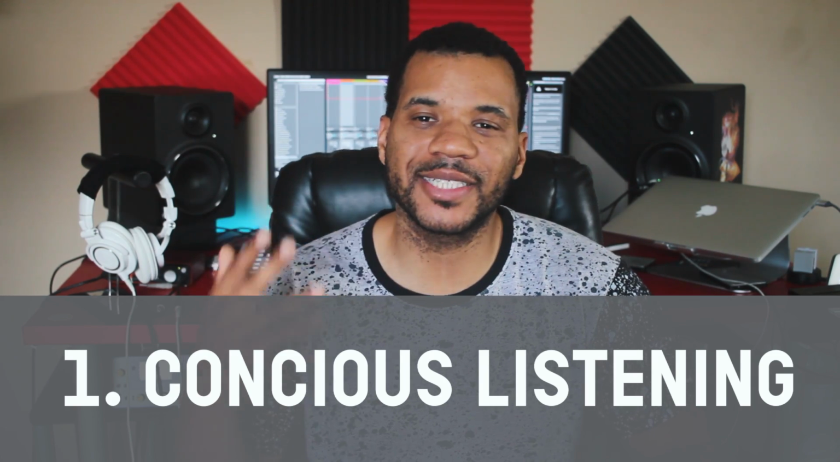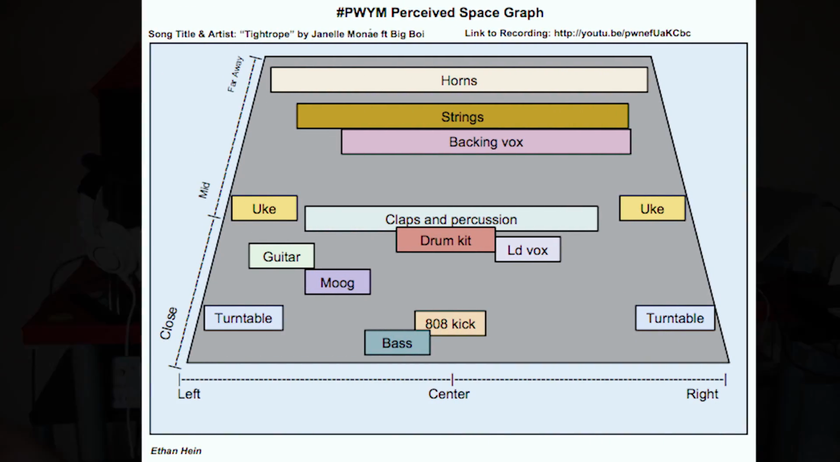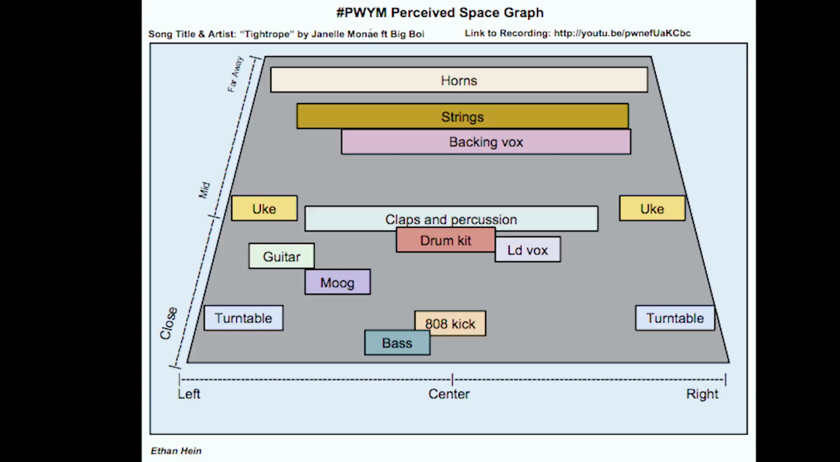Number 1, do some conscious listening. When you're listening to music, don't just listen for enjoyment. Actually analyze where the different instruments are. Are they panned to the left? Are they panned to the right? Is this a high frequency? Is this a low frequency, a sub? Really hear it. By listening to different types of music, different genres, you'll get a sense of what actually sounds right when you're making your own music.